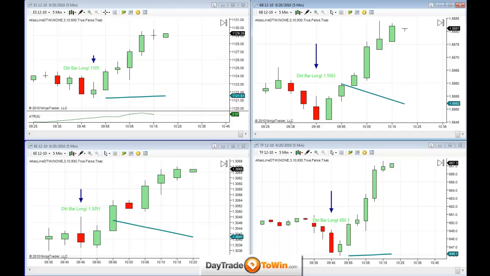Now if price is not making higher highs, in this case everything looks long to me. If price is not making higher highs, then I will not go in a pullback. Price needs to constantly make higher highs for me to take that pullback. Alright, John?